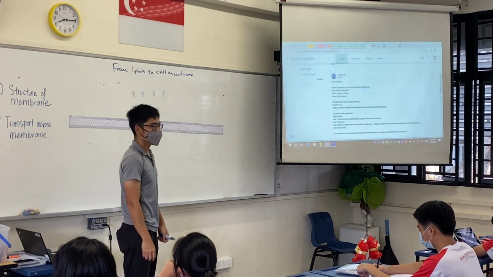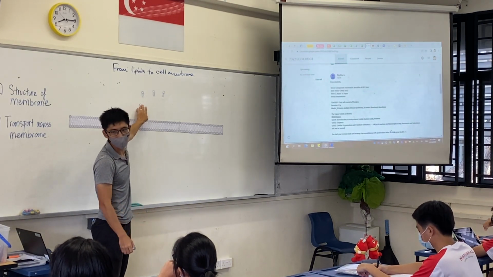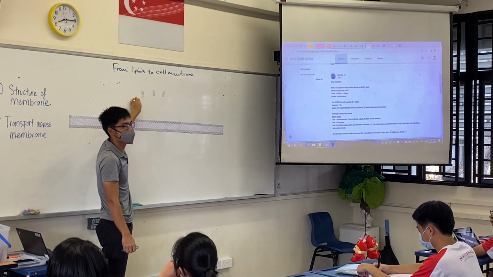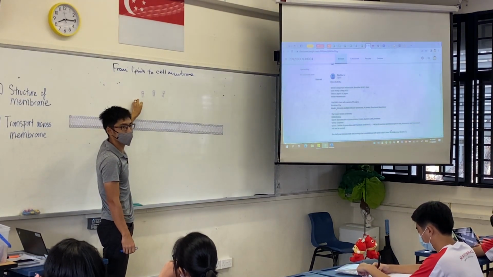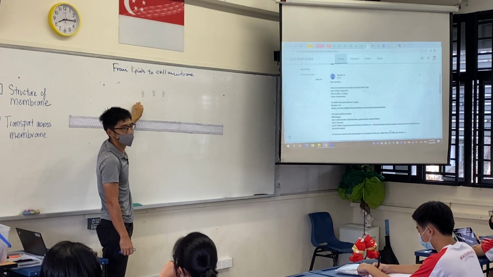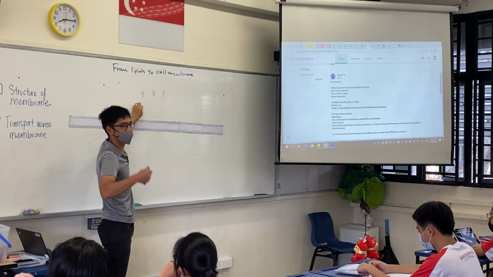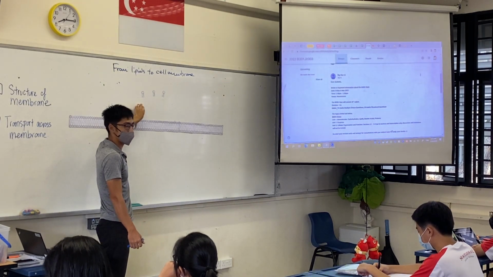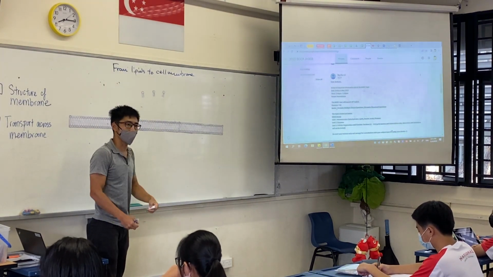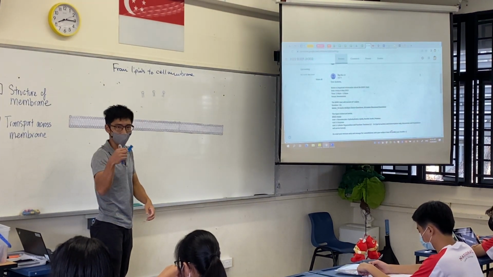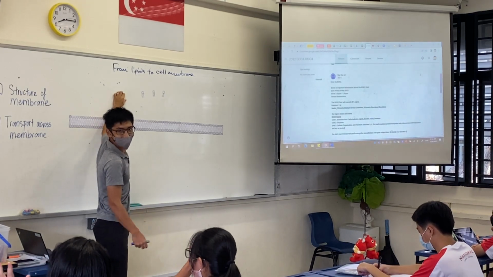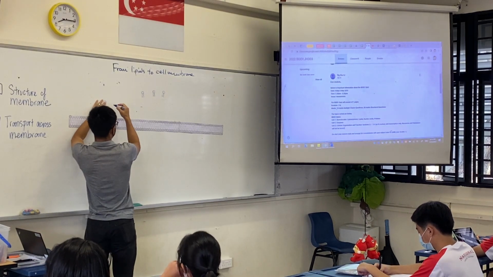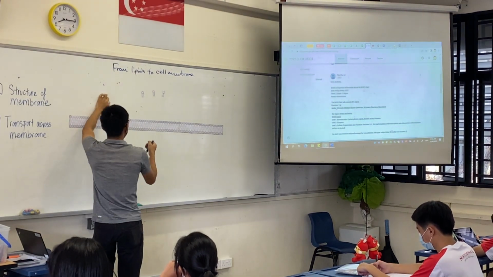Okay, so what is this particular biomolecule called? Phospholipid. What's the special property of phospholipid? Yes. Okay, the word is it is amphipathic. Remember all this, yeah? It's amphipathic.